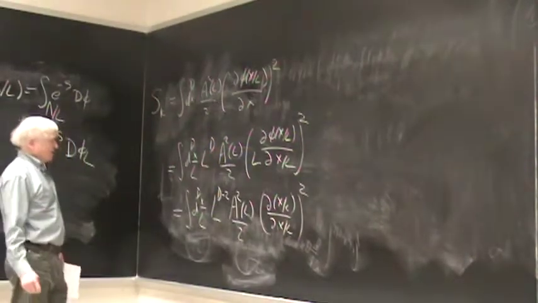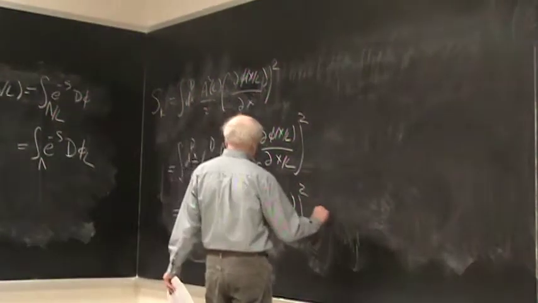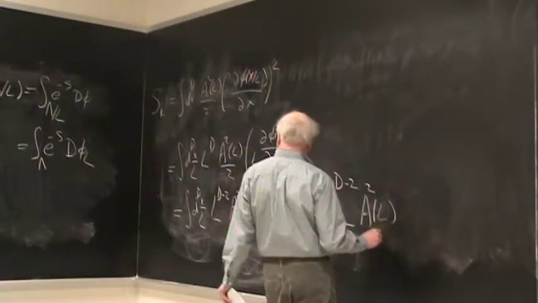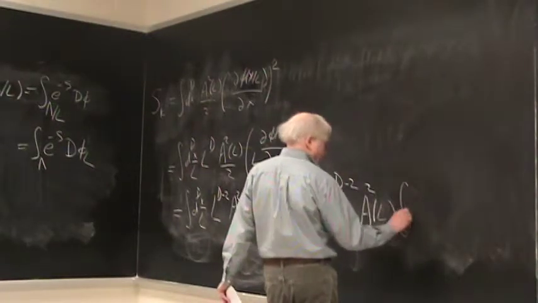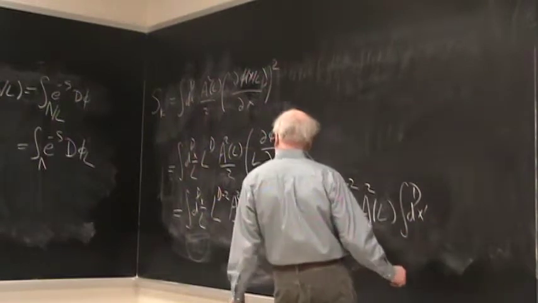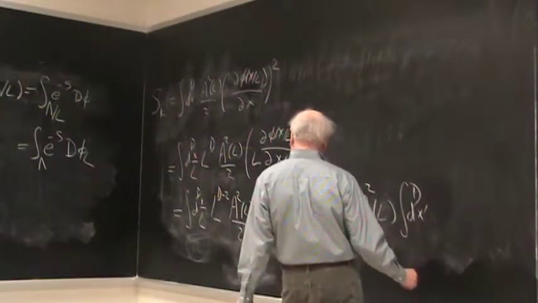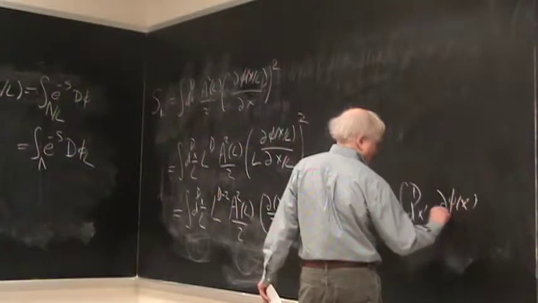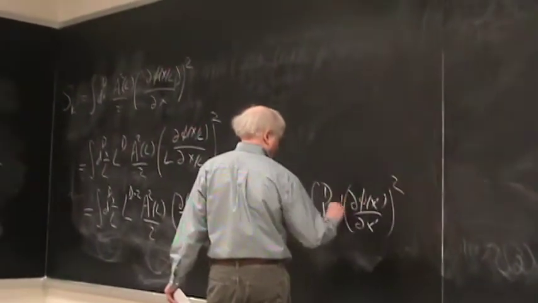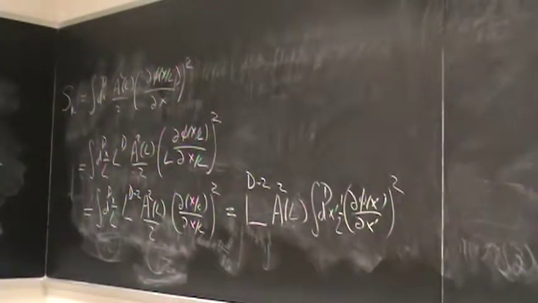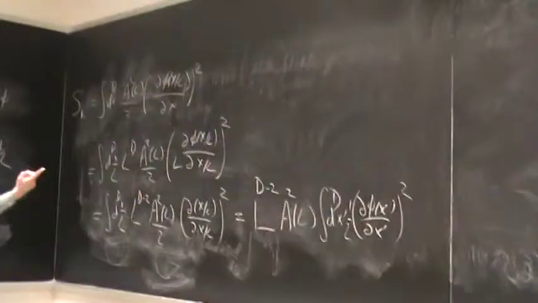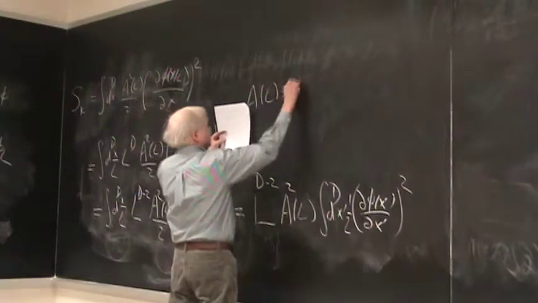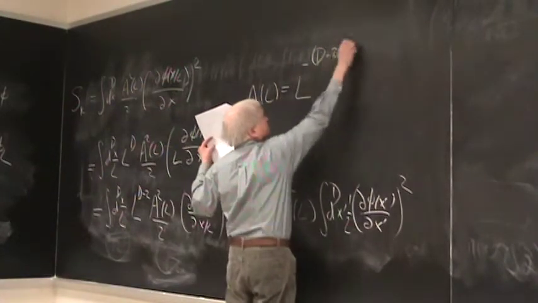Now if we call x over L x prime, then this is L to the d minus 2, A of L squared, times an integral d^d x prime, one half, partial phi of x prime, partial x prime, squared. So what we want is the dependence of A on L to cancel this. That means A of L should be chosen as L to the minus (d minus 2) over 2.